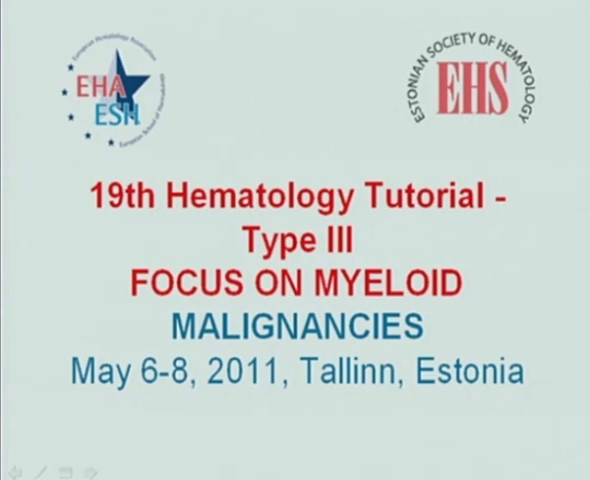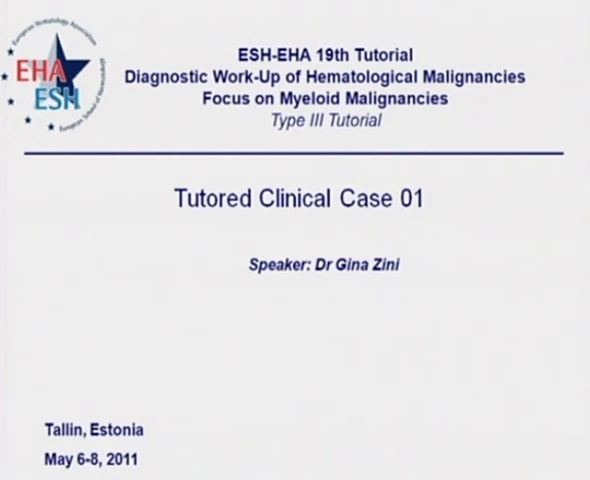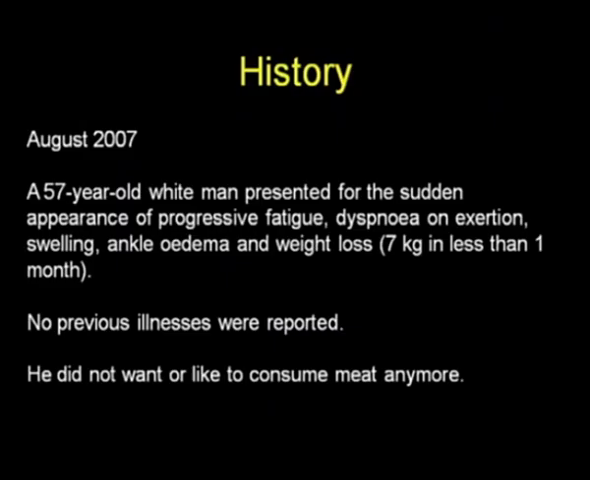Okay, so let's move to the clinical case, please. This is the first case, a case of a 57-year-old white man. He presented with a sudden appearance of progressive fatigue, dyspnea, swelling, ankle edema, and weight loss. No previous illness was reported, and he didn't want or like to consume meat anymore.